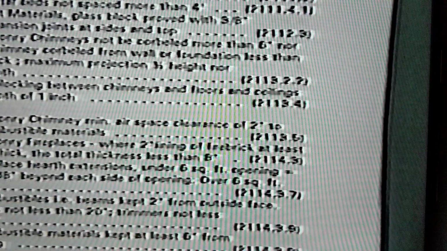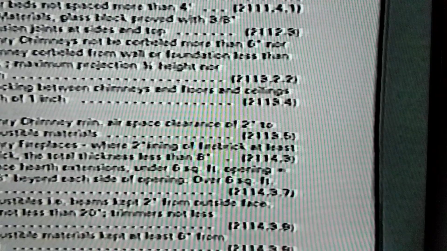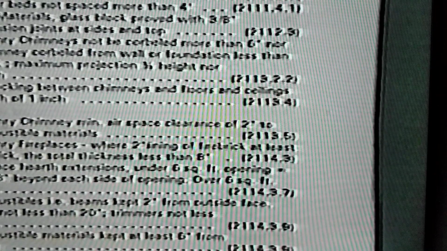Another topic of particular note is how we deal with chimneys. The idea is that you want to make sure that wood or any combustible material does not get too close. And you have a variety of rules as to what these minimum spacings are supposed to be.